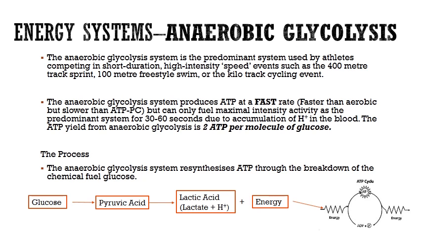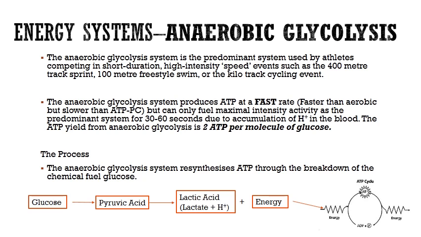So our second energy system we're going to look at is anaerobic glycolysis. And as the name suggests, just like the ATP-PC system, it is an anaerobic system, meaning the production of ATP in the absence of oxygen. So we're still talking about fueling activities that are above our VO2 max. The types of events that would use anaerobic glycolysis as the predominant energy system are once again high intensity activities, but this time a bit longer in duration than those of the ATP-PC system.